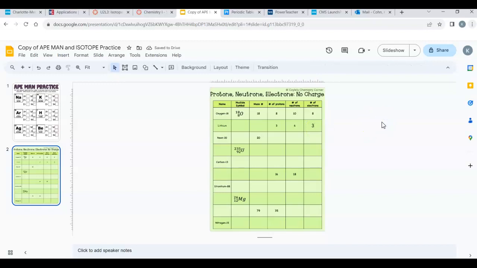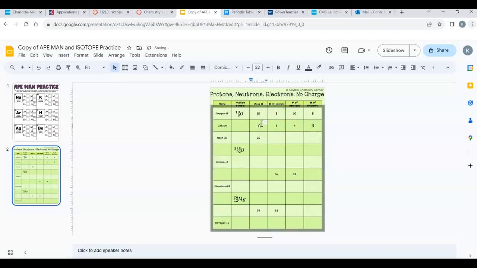Now, our mass number. Remember, the mass is the neutrons plus the protons. Remember, electrons don't have mass. 4 plus 3 is going to be 7. So mass number is equal to P plus N, because remember, protons and neutrons each have a mass of 1 AMU, so you just add them together to get the total mass of the element.